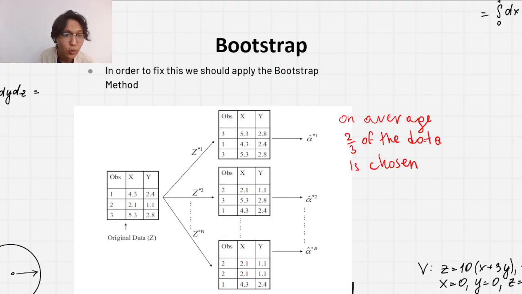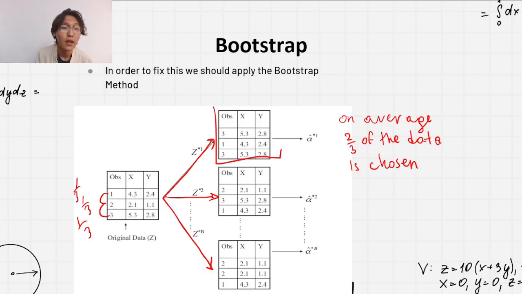So we have, let's say, 3 observations, only 3, and we cannot have new observations. So in order to find alpha, we sample them randomly. Let's say we choose one of the 3 observations. They have the same probability of being chosen, and then we put them in a box of the same size. So on average, 2/3 of the data is chosen.